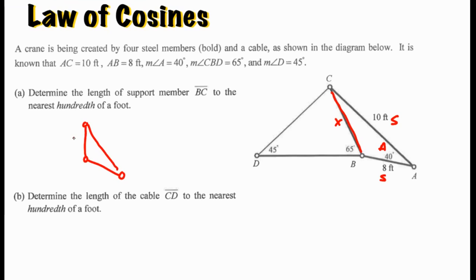We're trying to solve for this side over here, where I put an X, but let's put the letter A, since that is opposite angle A. So we're going to solve for A. We know that side AC is 10 and side AB is 8, and that the measure of angle A is 40. Let's plug this into our law of cosines formula. We know angle A, so we'll use A squared equals B squared plus C squared minus 2BC times cosine of angle A.